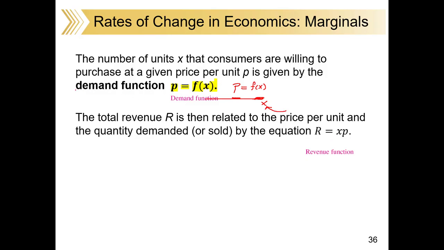There's the demand function. Remember, it's P equals some function of x. Second, you're going to have to create a revenue function. You've done this already, but just a reminder, the revenue function is x times P: the number of items you're selling times the price of each of those items. It tells you how much money is going to come into your business.